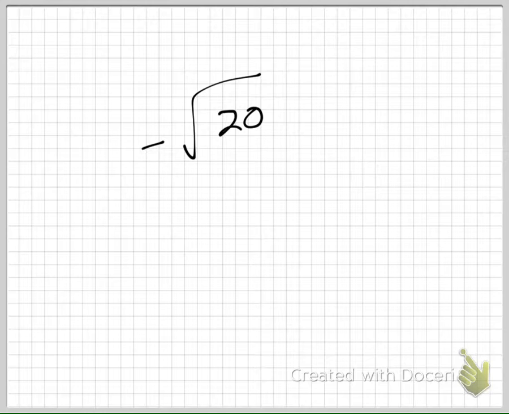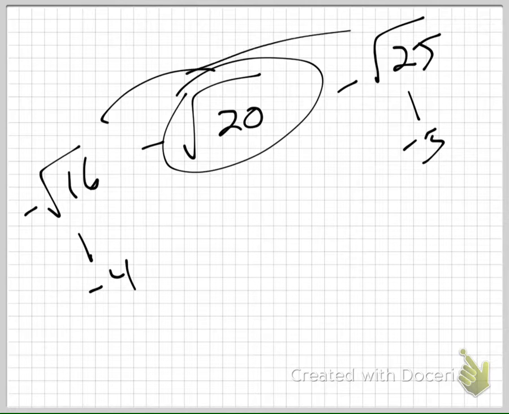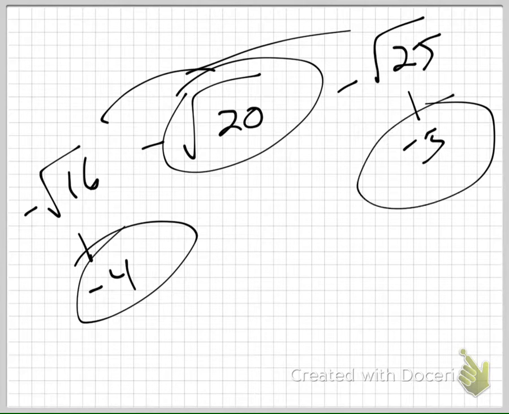We'll unpack between what two whole numbers? Right, so negative 4 would be negative the square root of 16, and negative the square root of 25. That's negative 4, that's negative 5. 20 is in between 16 and 25, therefore it's between negative 4 and negative 5. Does that make sense? Are we all getting that? Okay.